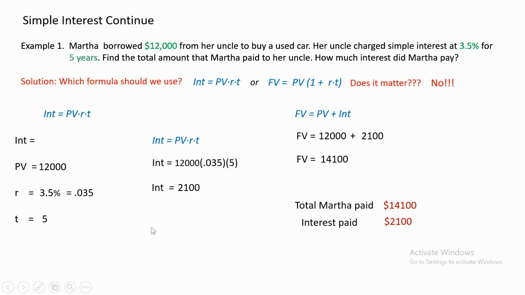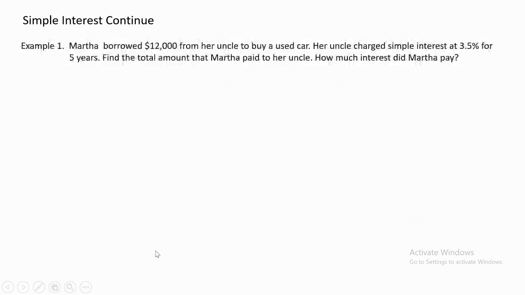Okay, that's how you do these problems. Now, you see, guys, a very simple problem. But remember, I told you that the formula doesn't matter. So now let's use the other formula, which is the future value formula. So if we use this formula, then we put FV, PV, R, and T.